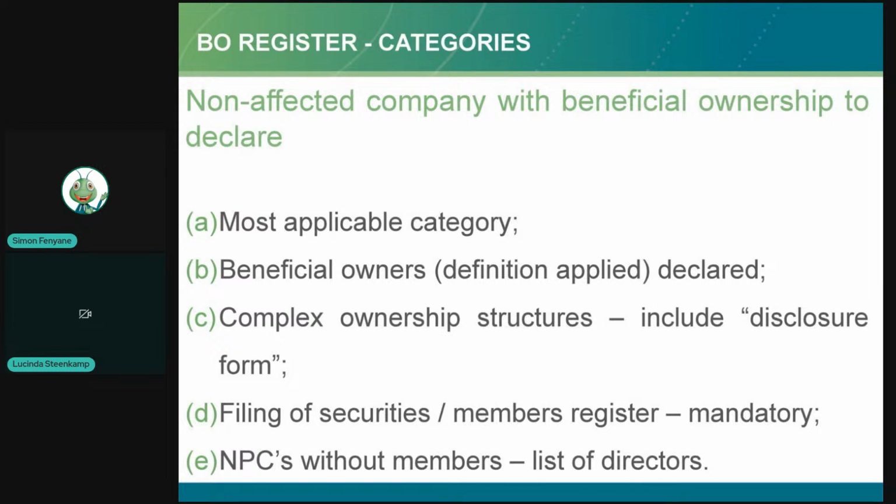The filing of a securities or a members register in the case of an NPC or a closed corporation is a mandatory document and must be submitted. Where you have NPCs without members, you still have a list of directors, and they must have directors, and that is the list that you will upload in place of the mandatory securities or members register.